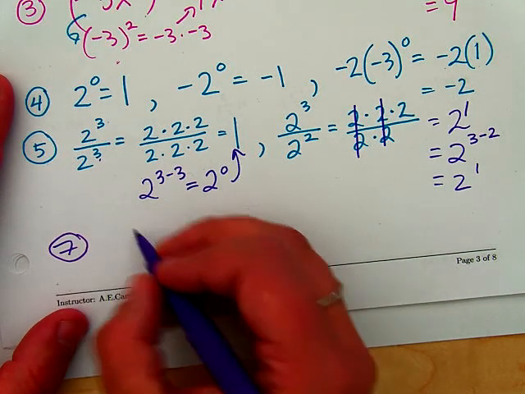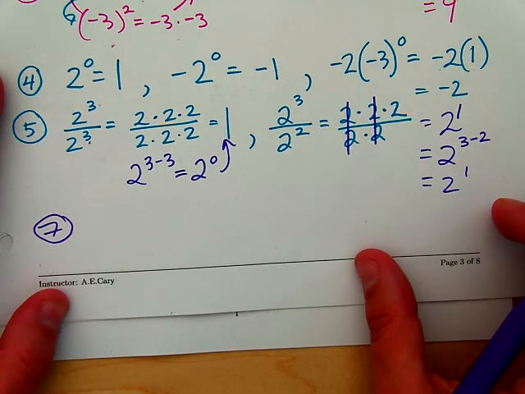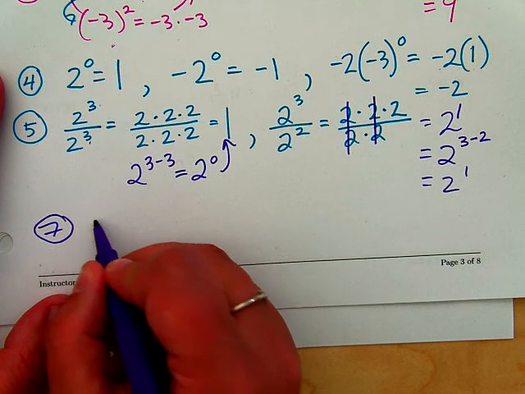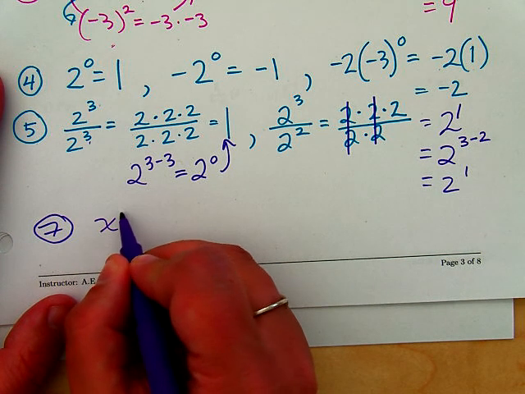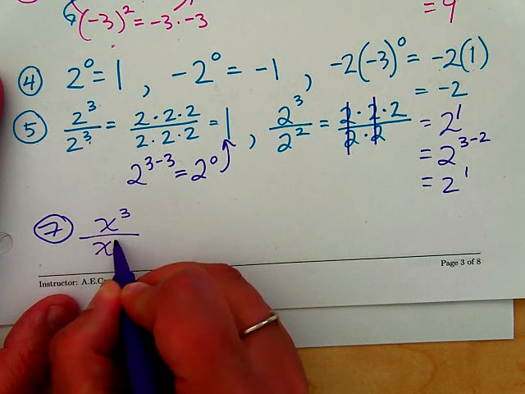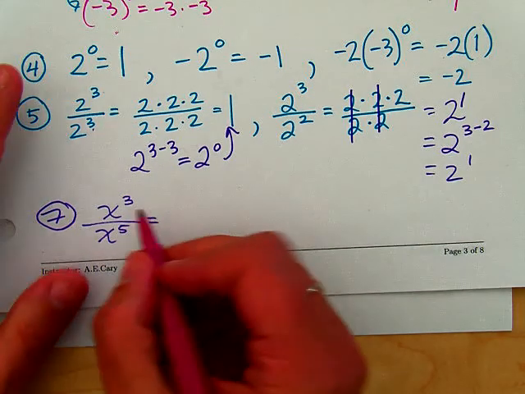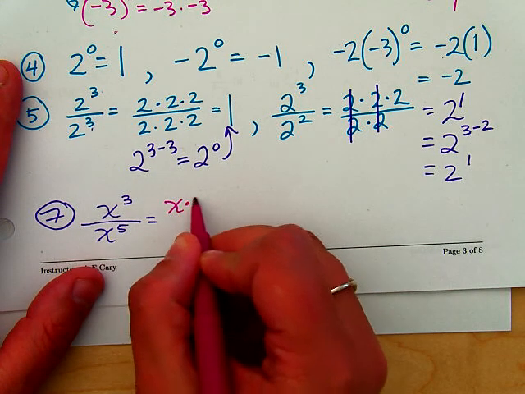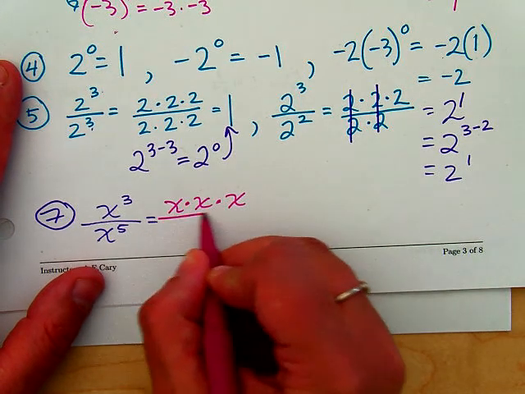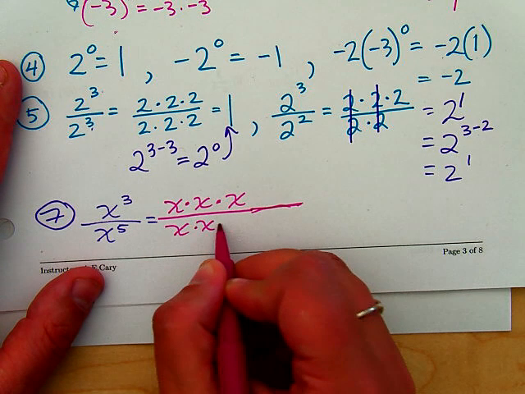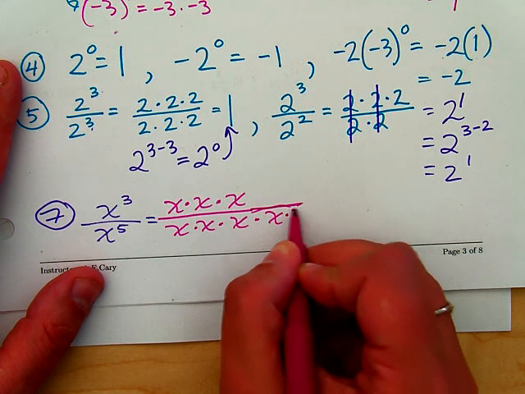Let's do 7. What if I switch it? And I'm going to switch to x instead of 2. It's really the x is replacing the 2. It's just standing for it. So let's say I have x to the 3rd power divided by x to the 5th power. So here's a situation where I have more in the denominator than I have in the numerator, right? So if I were to write this out, x to the 3rd power means x times itself how many times? X to the 5th power means x times itself how many times? 1, 2, 3, 4, 5.